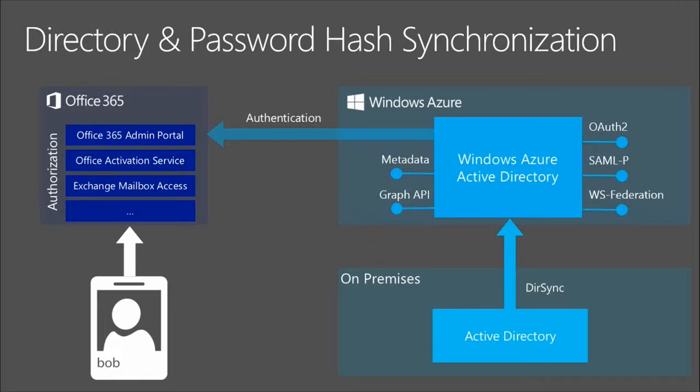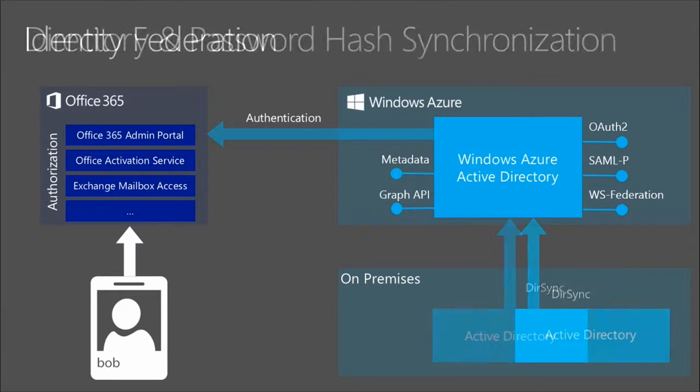So when we think about that, we take one extra step, and this is where DirSync comes into play. DirSync is our directory synchronization tool. It's like a little service that runs on a server, on the DC, or wherever you want to run it. And all it does is synchronize the Active Directory objects that you tell it to up into Windows Azure Active Directory. So it's creating all of those user accounts in Windows Azure Active Directory. It's a one-way push. It goes up there and creates them all there.